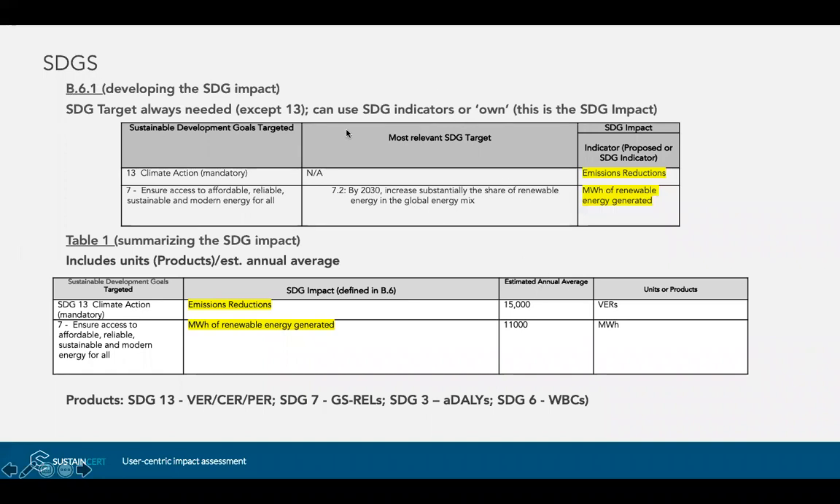SDGs. If you recall, on previous versions there was very little guidance other than to say what SDGs are you targeting. Obviously, the standard would provide an instruction on how you would demonstrate a contribution. What we've tried to do here is produce a table that tells people what the standard expects. SDGs is split into two parts in the project design document.